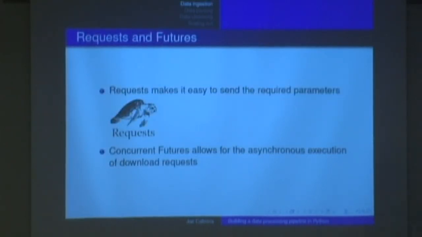Let's go right into it. So data ingestion. This is the first piece of our processing pipeline. We're going to use two different libraries in Python. First, we're going to use requests, because it's really easy to send the required parameters. It's got all these nice functionality in there to make it very, very easy for us to make the request and pull down the data we need. And then we're also going to use something that you may or may not be familiar with, but it's concurrent futures. If you've done anything with Python 3, you know there's this awesome new functionality called concurrent futures. And it allows for this asynchronous execution.